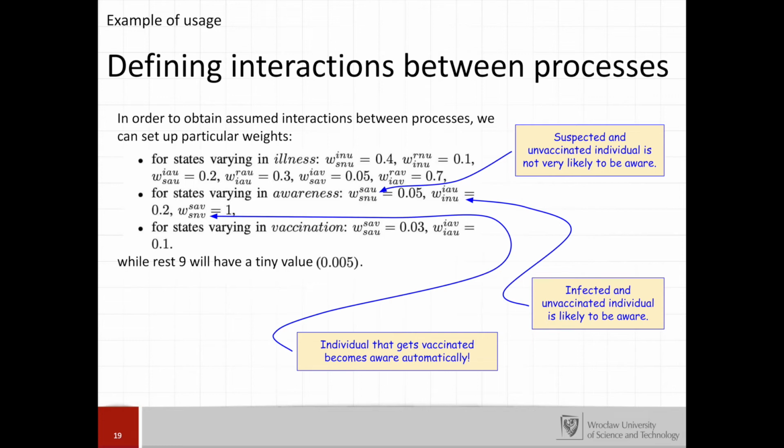Let us look at the transitions where the awareness process is varying. By setting such values, we will obtain an effect that a suspected and unvaccinated individual is less likely to be aware than an infected and unvaccinated individual. On the other hand, a suspected individual that gets vaccinated becomes aware automatically.